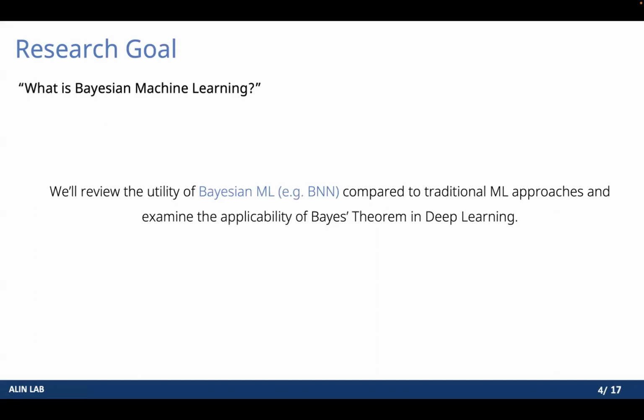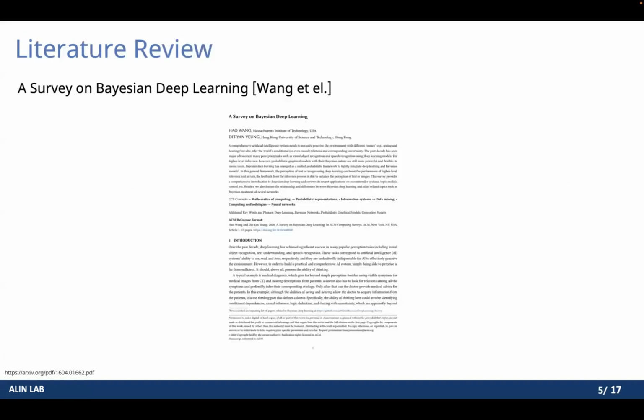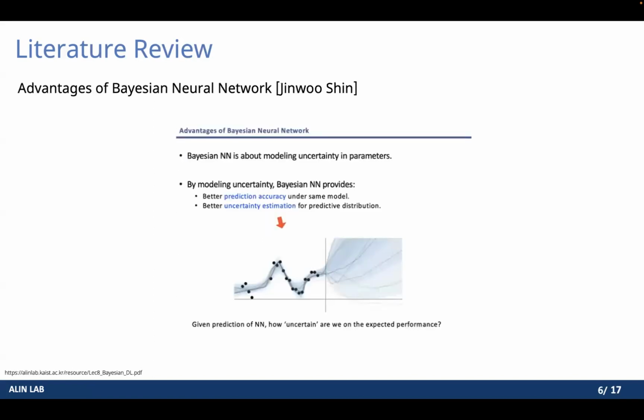Modern machine learning is a concept that involves deep learning. Therefore, we will review the utility of Bayesian machine learning, especially Bayesian neural networks, compared to traditional machine learning approaches, and examine the applicability of Bayes' theorem in deep learning. We looked up a survey paper to learn more about the concept of Bayesian deep learning. In addition, we used the lecture materials of Professor Jin Shin of KAIST to understand the contents and refer to the implementation to be introduced later.